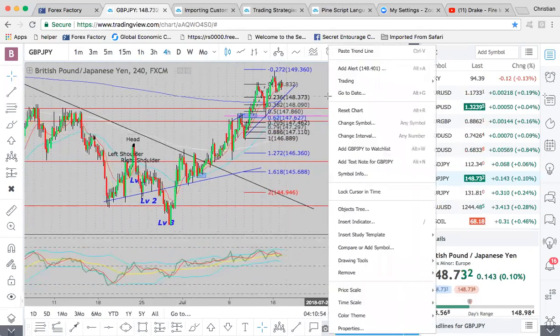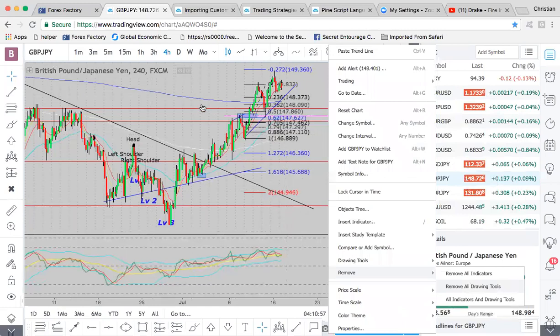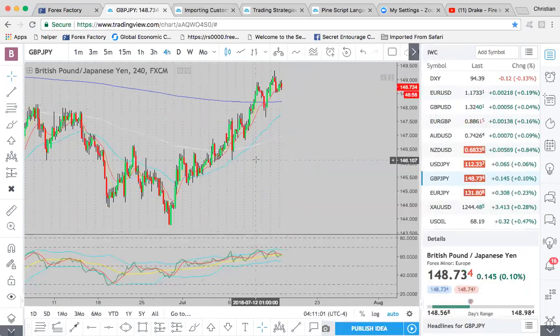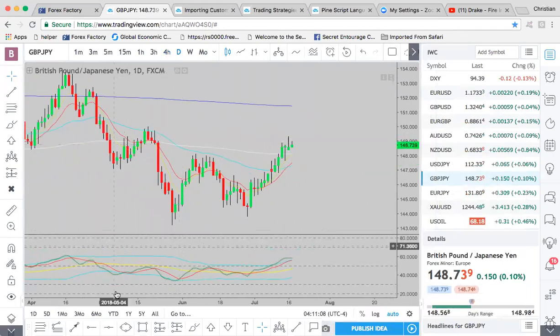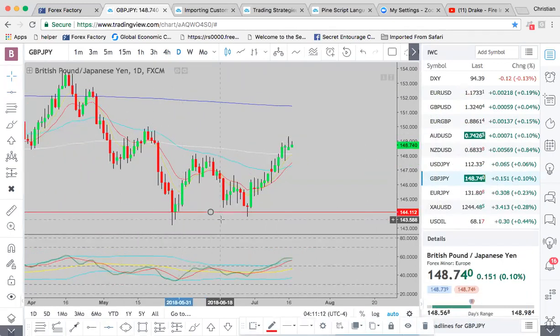So let me just. So you see left shoulder, head, right shoulder. That's the reason why this market is bullish. You see a daily double bottom. That's the reason why this market is bullish.